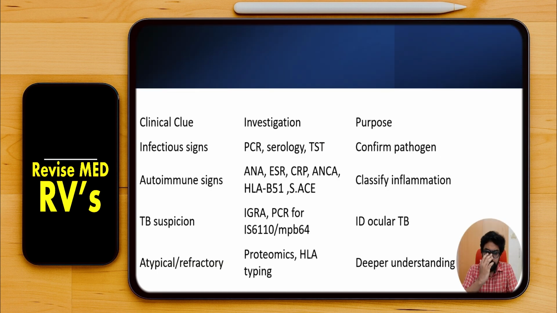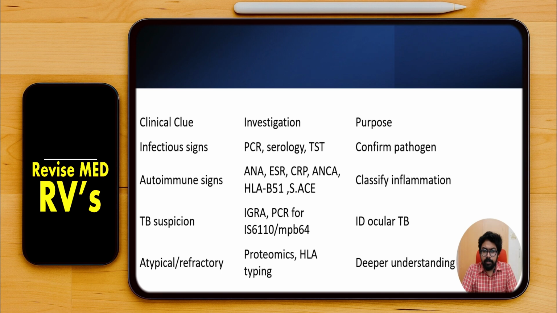That is very rare. Let's summarize the investigative approach. If you are seeing an infectious sign, you can do PCR for the infectious pathology such as HSV, varicella zoster, toxoplasmosis. You can also do serological testing and tuberculin skin test or Mantoux if you are suspecting tuberculosis. You can do IGRA and CyTB also.